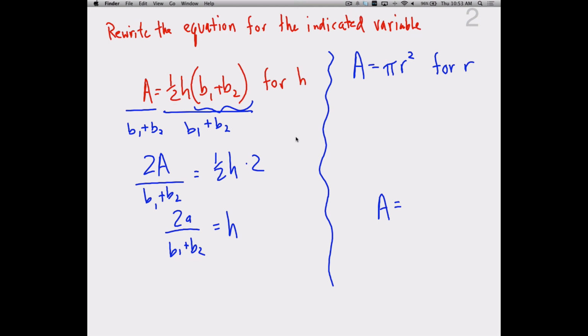Maggie, what's your final answer? Multiplied by... Sit still. Go ahead. I multiplied by pi. Or divided by pi. Sorry. Divide by pi. And then square rooted.